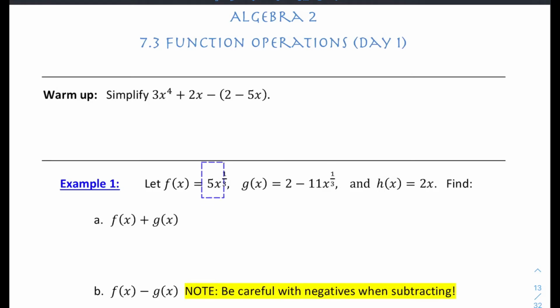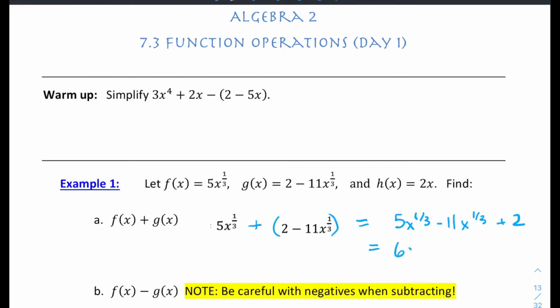Okay, so we're going to perform some operations with functions today, like adding them, subtracting them. So if you're going to do f of x plus g of x, and you have this list of three functions up here, well, all you're really going to do is add the two functions together. So it's a good idea to put them in parentheses when you write them in your expression, but since it's addition, that's not really going to do much. I've got a couple of like terms. I can combine 5x to the 1/3 minus 11x to the 1/3 and get negative 6x to the 1/3 plus 2.